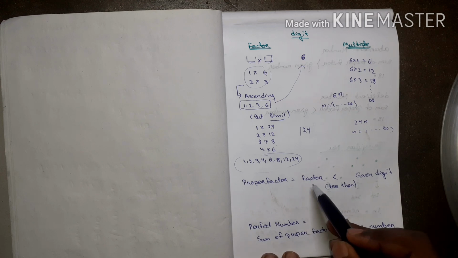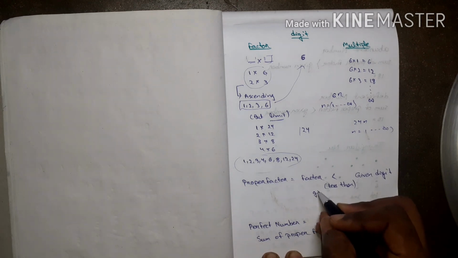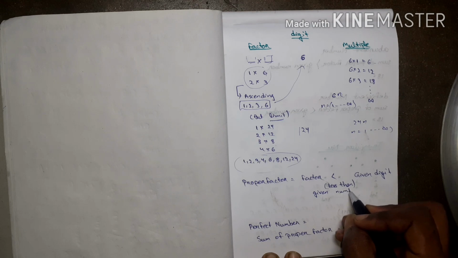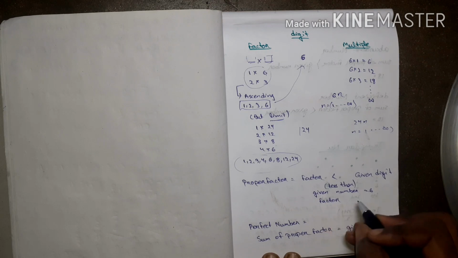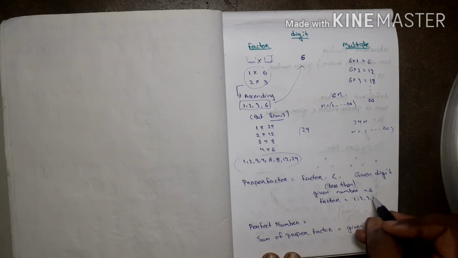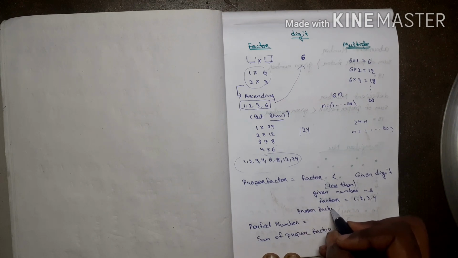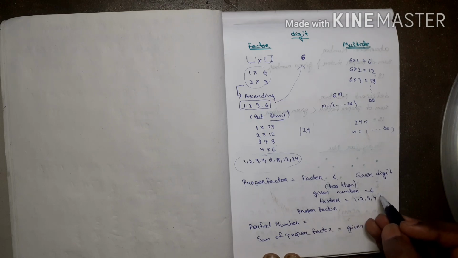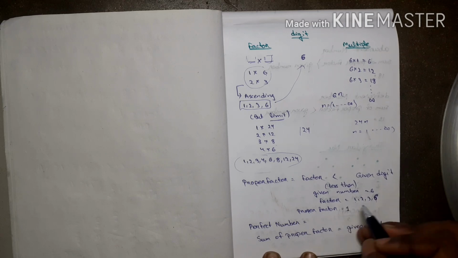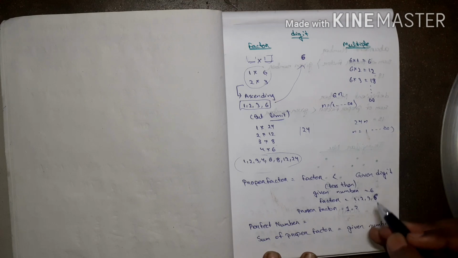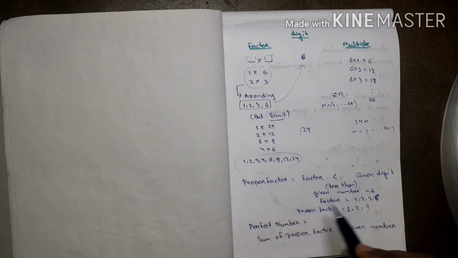Then go for proper factor. Proper factor means a factor that is always less than the given number. Example, the given number is 6. Factors of 6: 1, 2, 3, 6. Proper factor means the factor which is less than 6. 1 is less than 6, so 1. 2 is less than 6, so 2. 3 is less than 6, so 3. But 6 is equal to 6, so 6 is not a proper factor of 6.